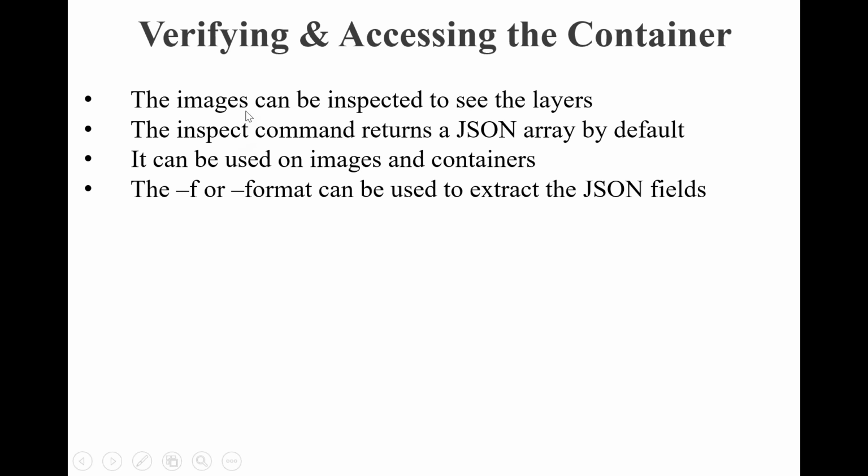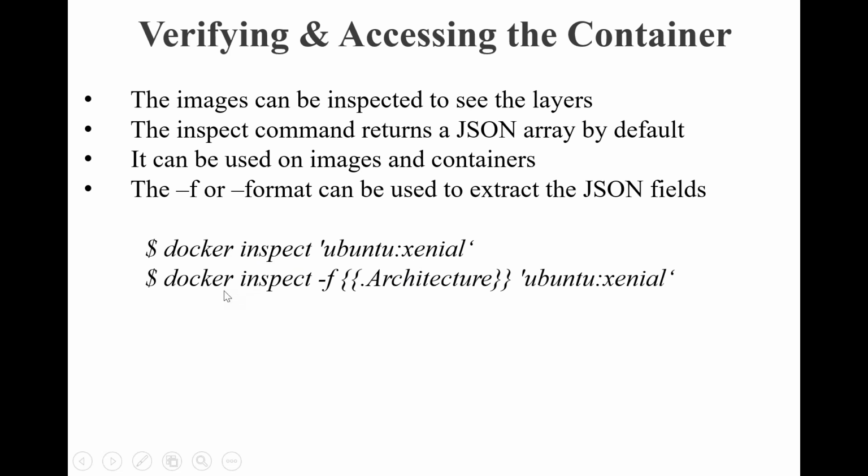If you apply this on images, they can be inspected to see the layers that it contains. And you can apply this inspect command on containers, which gives runtime information of the container. It can be used on images and containers, and -f, which helps with the format. If you just observe the inspect command, docker inspect ubuntu:xenial, that is the image name. And docker inspect with format also you can use, the format options.